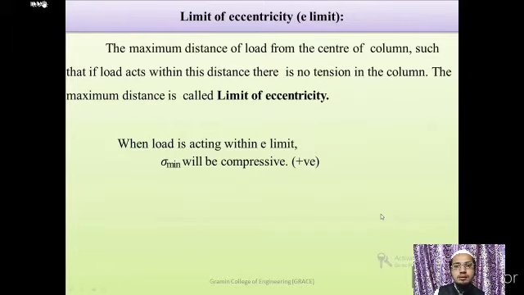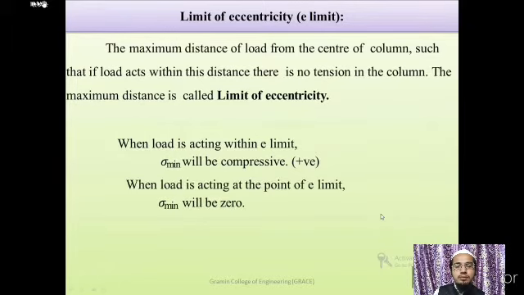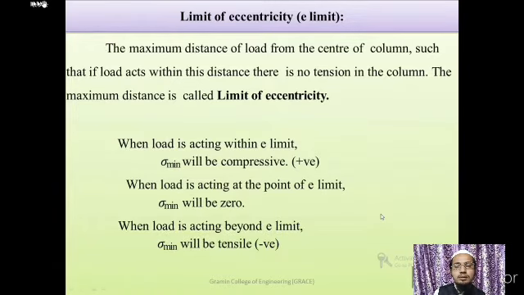Okay, now we have to remember these points: when the load is acting within the limited eccentricity, then sigma minimum will be compressive or positive, and if the load is acting just at the point of limited eccentricity, the sigma minimum will be 0. Okay, there will be no tension condition. Now if the load is acting beyond this point of e limited, then sigma minimum will become negative or tensile. So we should remember that for the no tension condition, sigma minimum will be equal to 0, or direct and bending stress will be equal to 0.